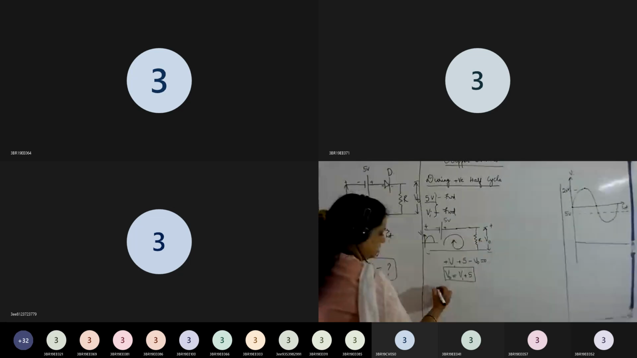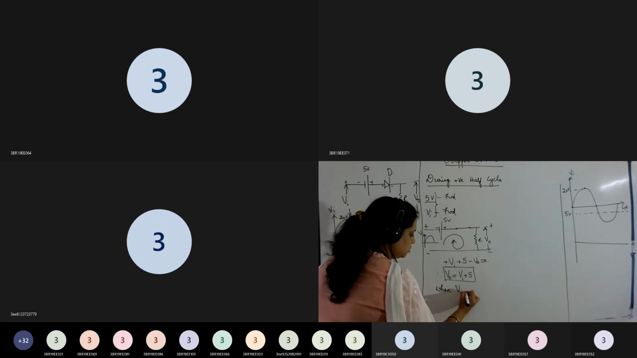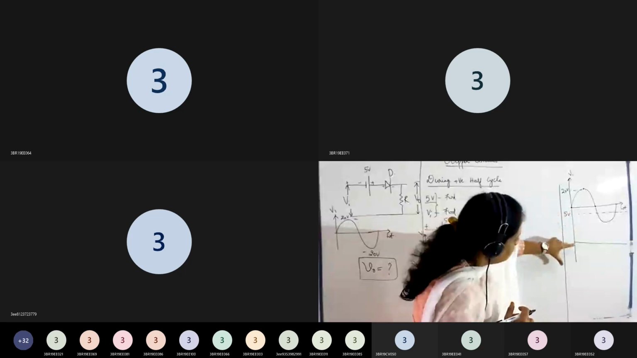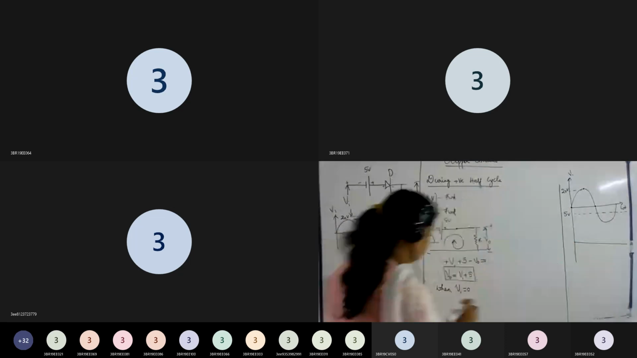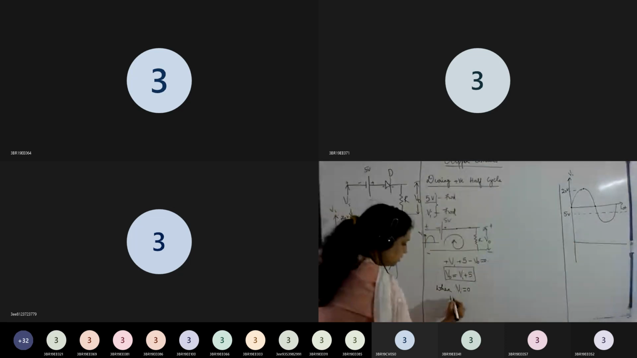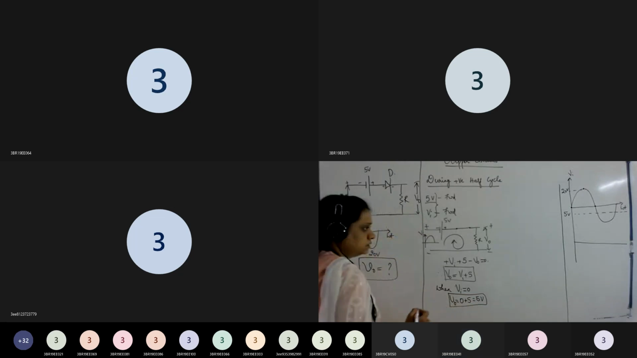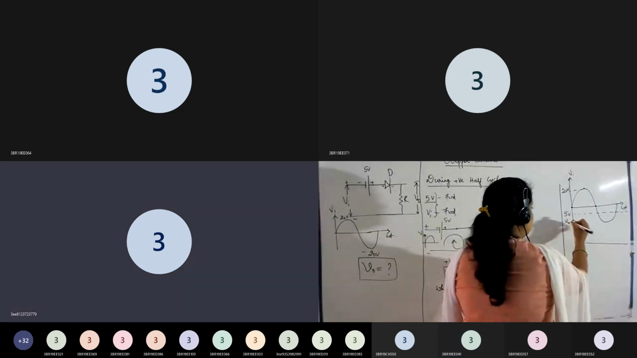So, how to know the value? You write in this way. When Vi is 0, this is the point. If Vi is 0, I will be able to get the value of V0. When Vi is 0, what is V0? 0 plus 5, 5 volt. So V0 will be 5 volt when Vi is 0, and this is the waveform for V0.